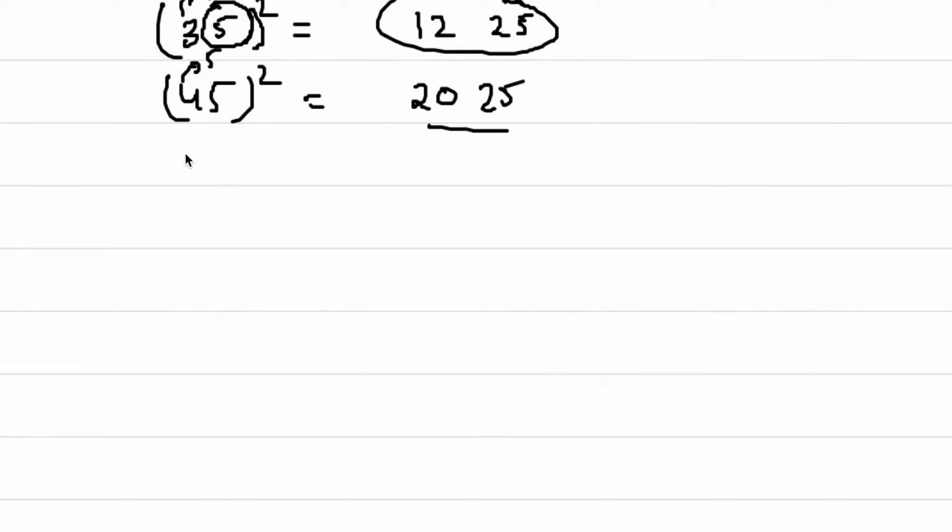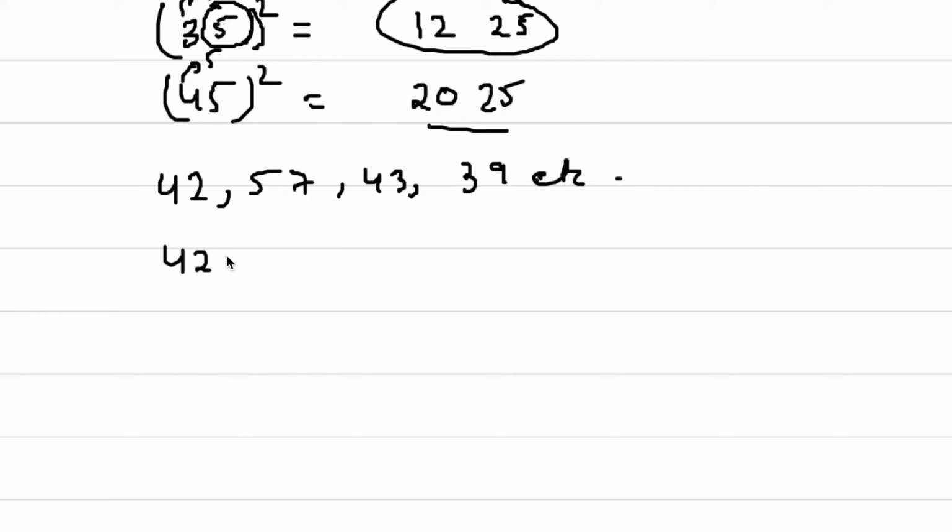So what about other numbers which don't end with 5, like 42, 57, 43, or some other number like 39, etc.? The trick is very simple for them also. Let's take 42. The nearest number which is a multiple of 10 and is nearest to 42 is 40. So you subtract the number, this 42 minus 40 is 2.